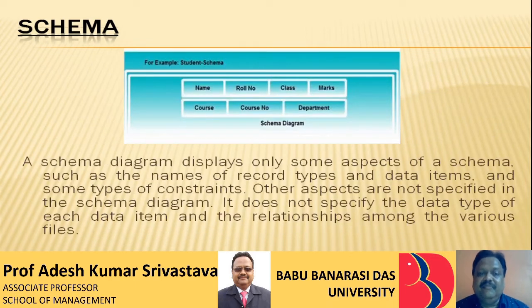This schema diagram displays only some aspects of a schema, such as the names of record types and data items, and some constraints. Other aspects are not specified in the schema diagram. It does not specify the data type of each data item or the relationships among the various files. So we have seen that a schema does not specify the relationship among the various files.